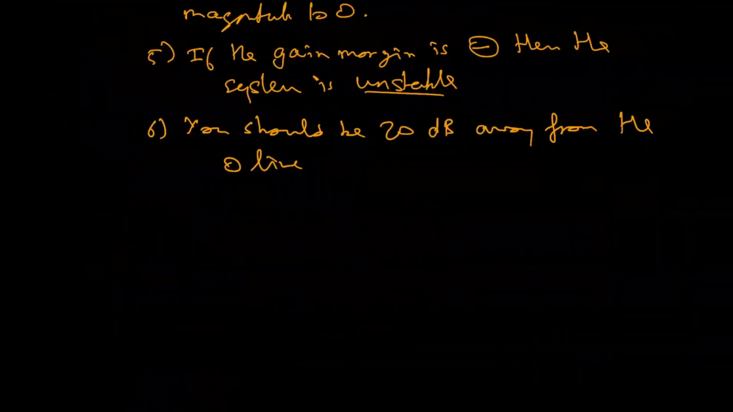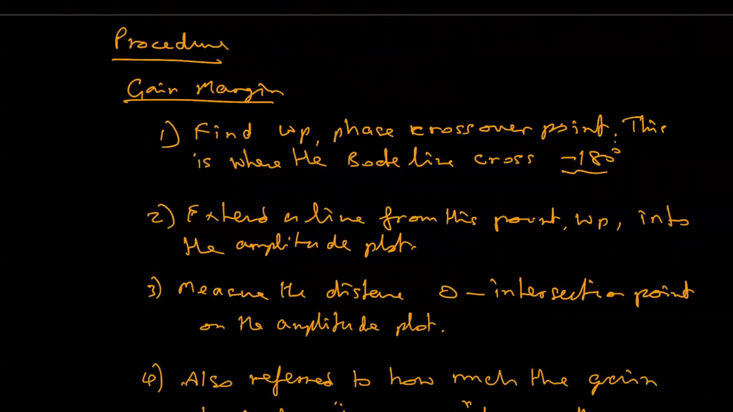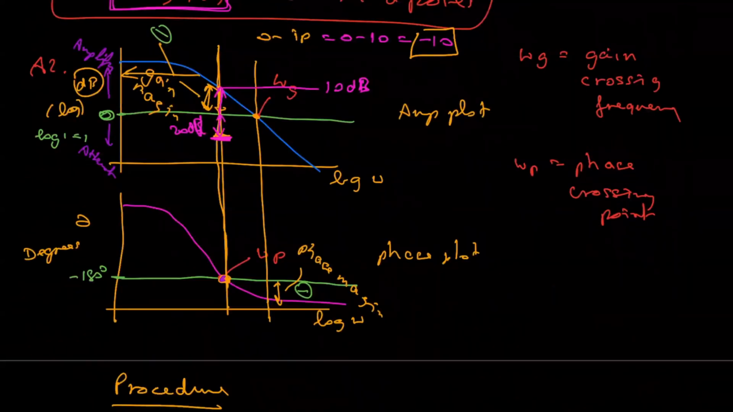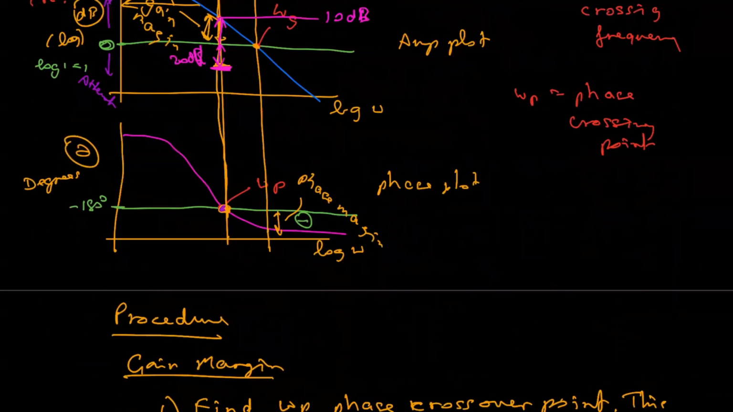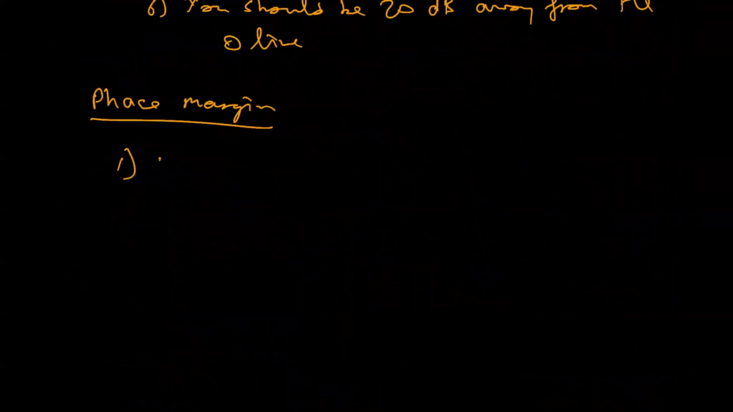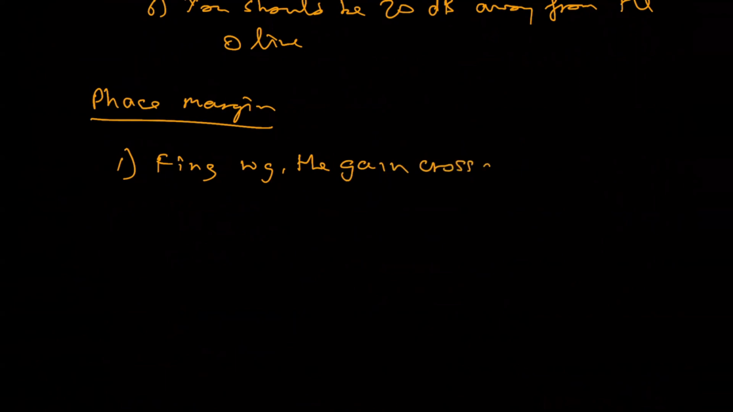What about the phase margin? Very similar. With the gain margin, you were dealing with decibels. The phase margin, unsurprisingly, you're going to be dealing with degrees. So what do we do? Number one, first of all, we find omega g, the gain crossover frequency.